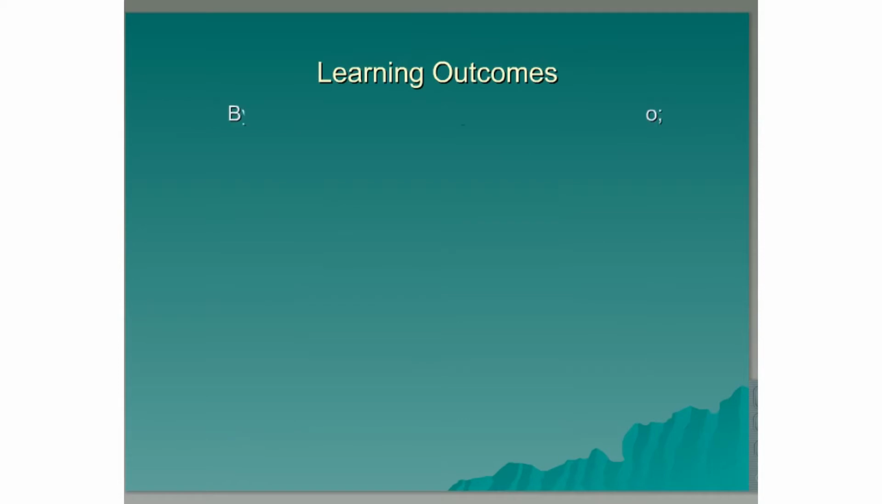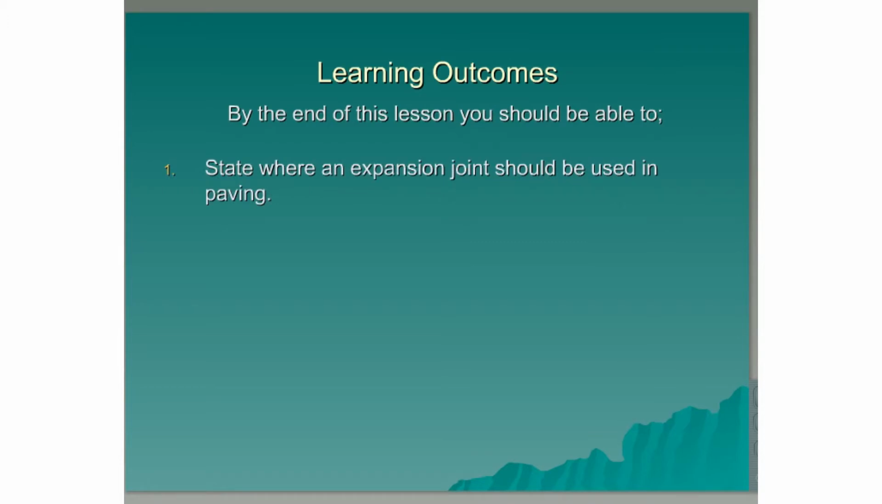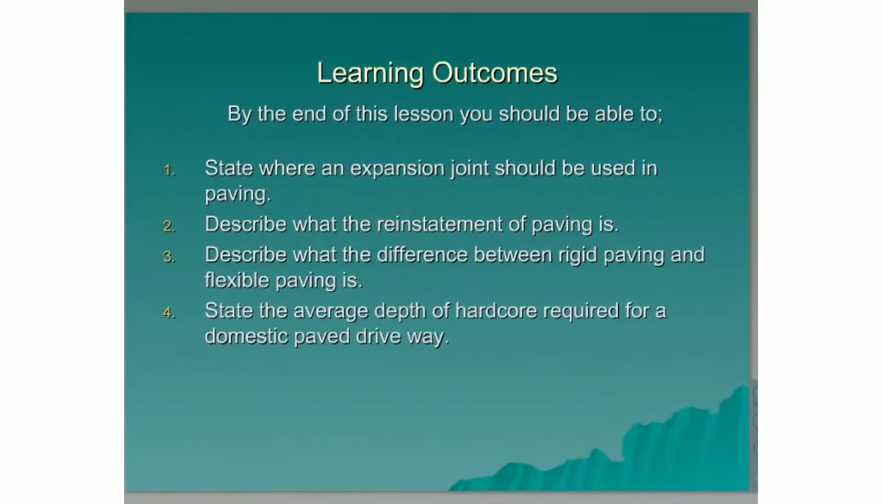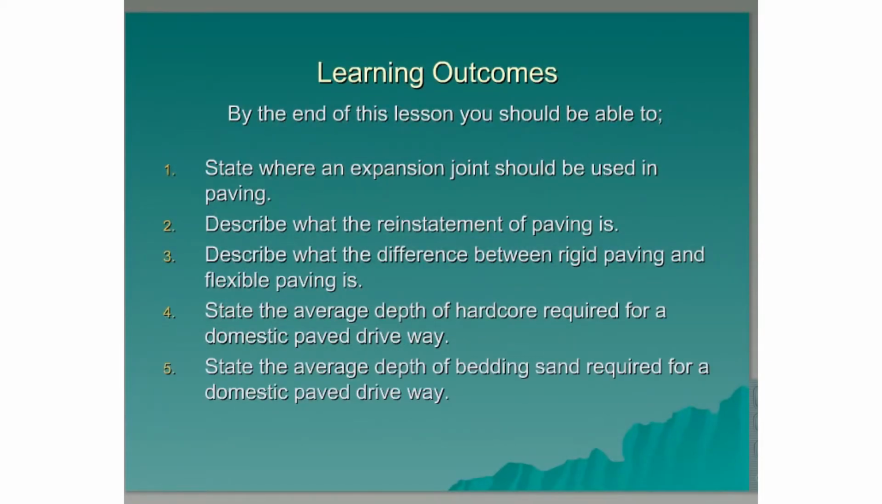Learning outcomes. By the end of this lesson, you should be able to state where an expansion joint should be used in paving, describe what the reinstatement of paving is, describe what the difference between rigid paving and flexible paving is, state the average depth of hardcore required for a domestic paved driveway, and state the average depth of bedding sand required for a domestic paved driveway.